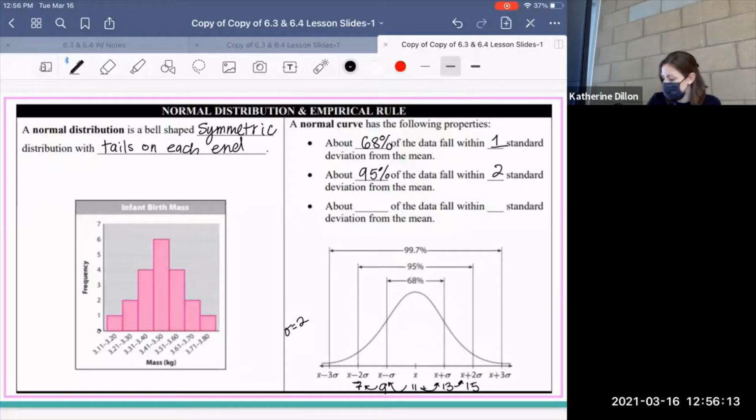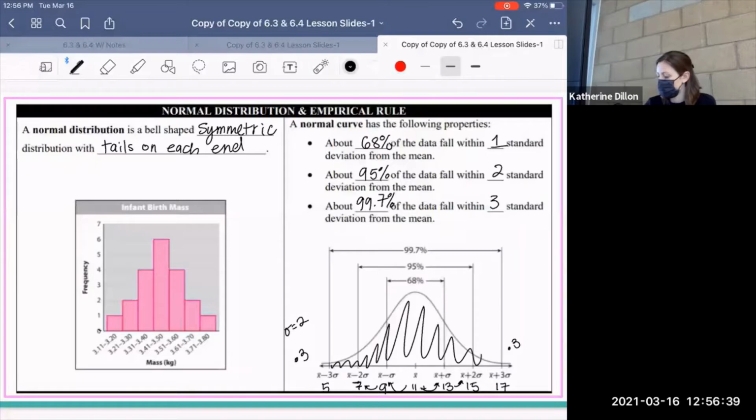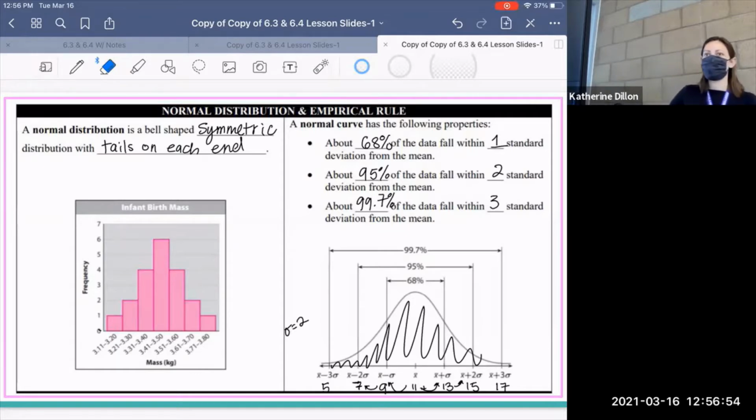If we go 3 standard deviations out, so that would be between 5 and 17, then I would have 99.7% of all of my test scores within there. After that, there's just about 0.3% of people left, 0.15% of people left on either side. We'll see what I'm talking about when we do the next problem.